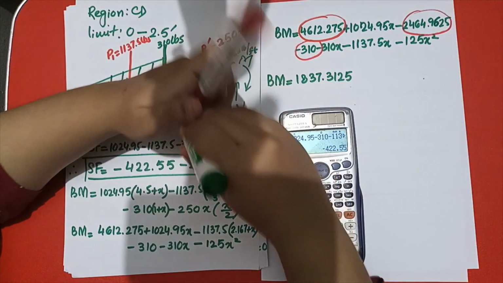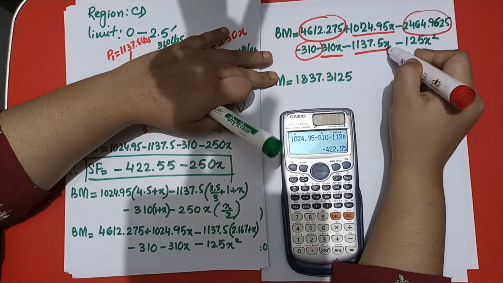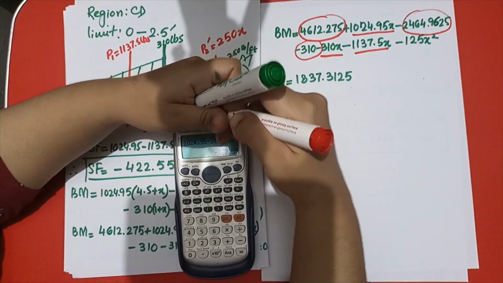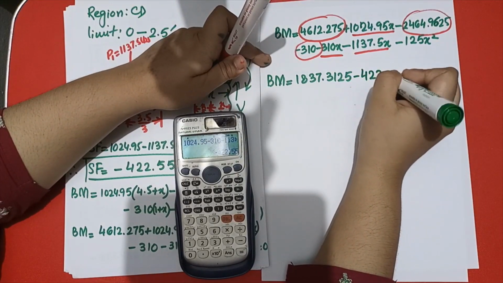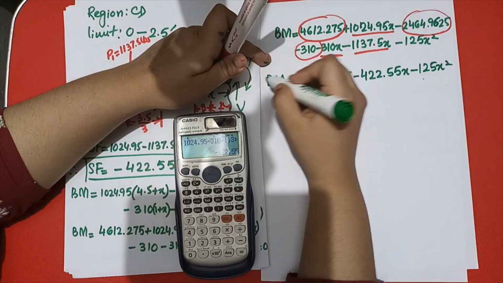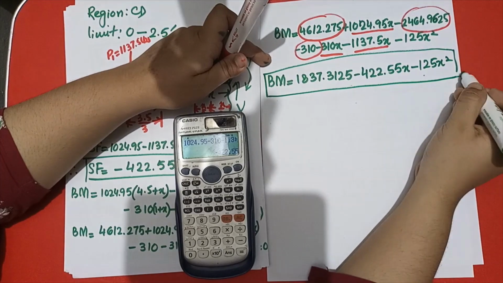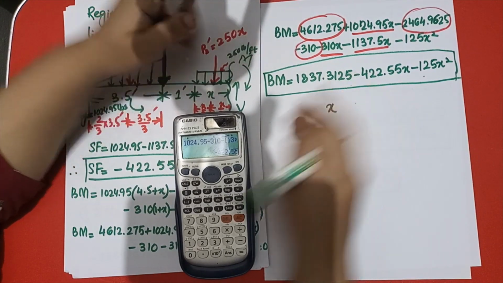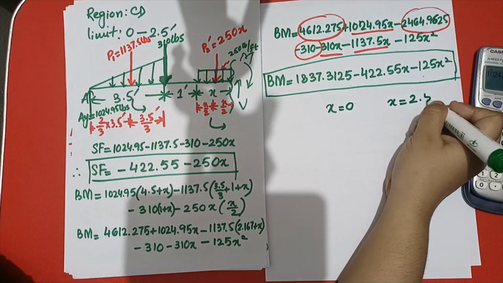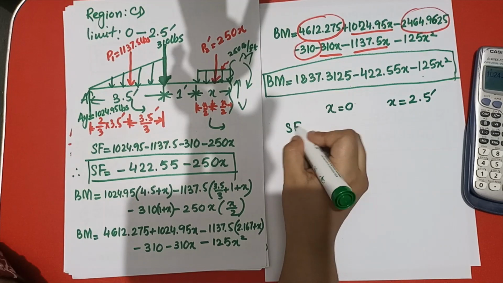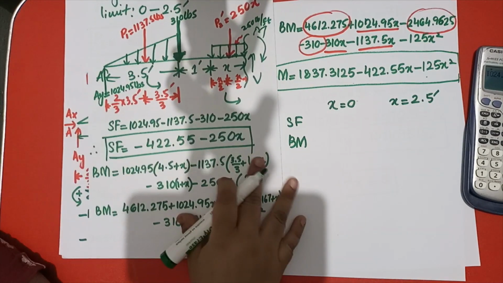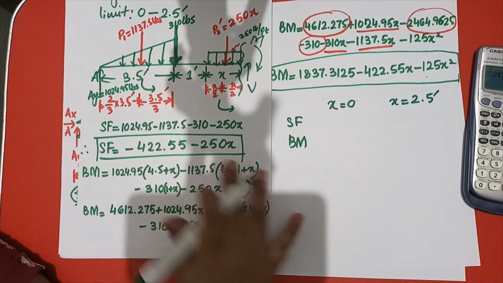You can see here this one I have added. So this is minus 422.55 minus 422.55x and minus 125x square. So this will be the bending moment equation for the region CD. Now we are going to apply the limit. X equals 0, x equals 2.5. So we have to find out the shear force and bending moment values at 0 and 2.5. So we got the equation of shear force as minus 422.55 minus 250x.